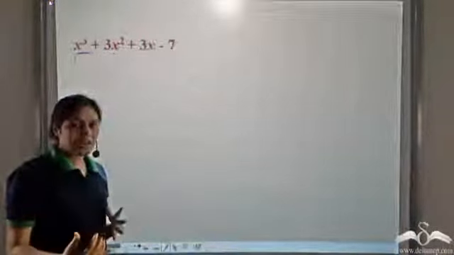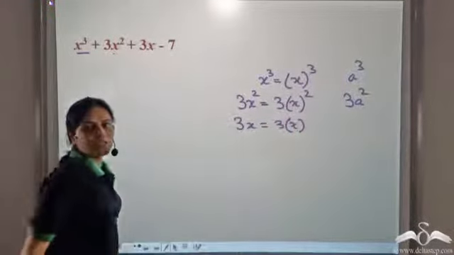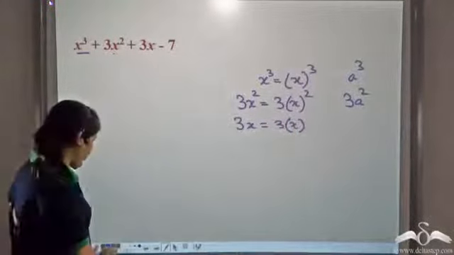So x cube can be written as x whole cube. Now if we consider x to be a, we can write it as a cube. 3x square is 3 into x whole square. So we can compare it to 3a square. Next we have 3x. So 3x is 3 into x. So it is of the form 3 into a.